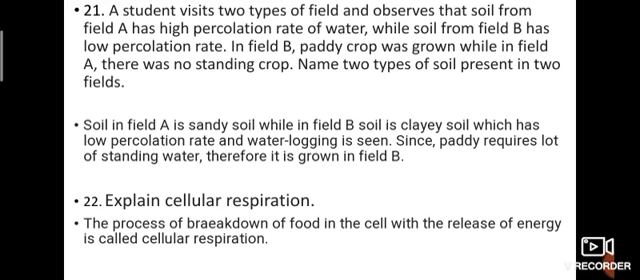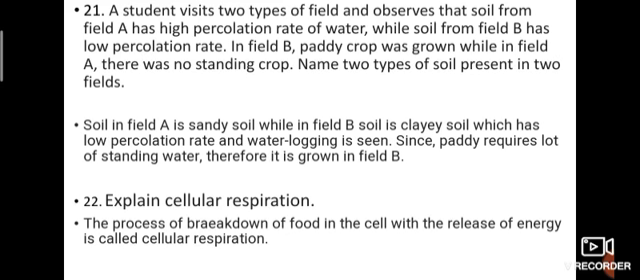Soil in field A is sandy soil, because that is not suitable for crop cultivation. Sorry, it is high percolation because water easily flows down. If you pour water onto the upper layer, it easily flows. That is the rate of percolation. So high percolation means sandy soil. Then B soil is clay because it has very tightly packed soil particles.